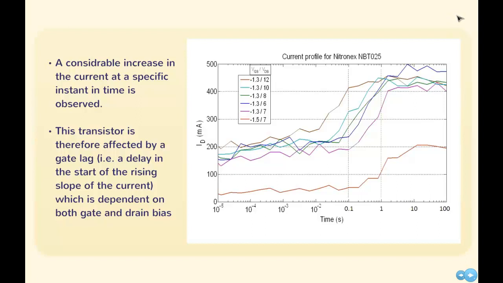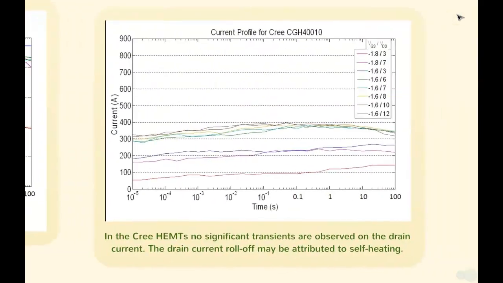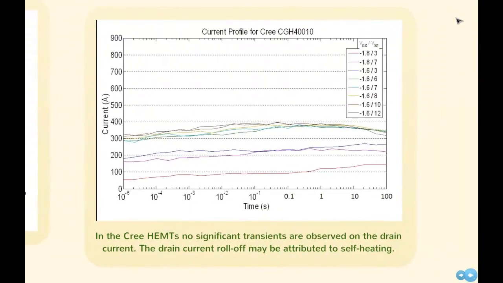Theoretically, you should get an almost instantaneous onset of current, but in this case, there is a gate lag. So there is a delay in the start of the rising slope of the current, and this is dependent on both gate and drain bias. In the Cree transistor, with an identical test, we didn't observe that phenomenon, although you can see that at the top end of the curves, you start getting some roll-off. And this roll-off is typical of self-heating, so the device is getting hotter, and hence the current available for conduction becomes lower.